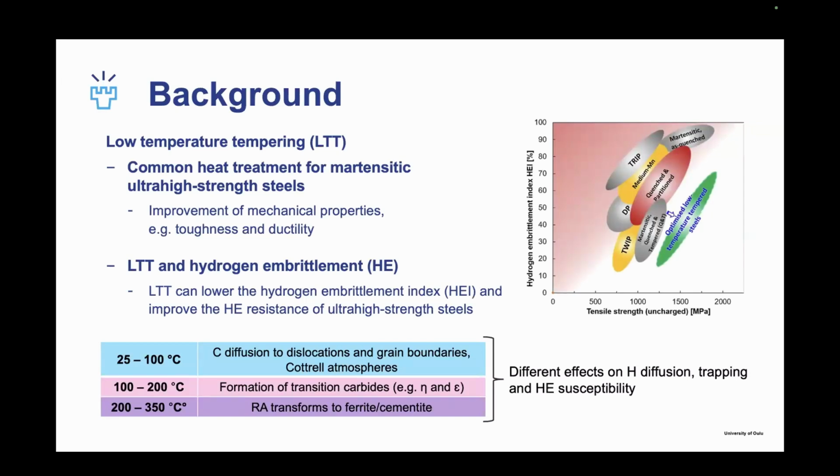If we start with temperature from 25 to 100 degrees, we have, for example, carbon segregation to dislocation, formation of quadrilateral atmospheres, which then will reduce trapping sites for hydrogen. Then if we go above 100, so 100 to 200, we might have formation of transition carbides. Of course, that depends on the alloying. And that will then increase the trapping of hydrogen. And as last part, we have transformation of retained austenite. So then again, we have less trapping sites of hydrogen.